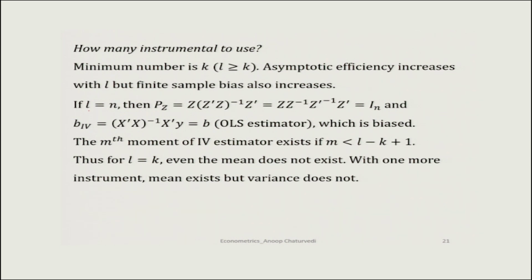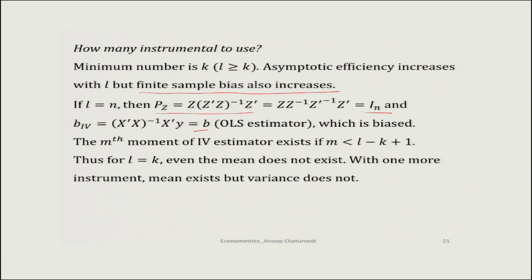Suppose, for example, we take L equal to n. Then what is Pz? Pz equal to z (z transpose z) inverse z transpose. Now, L is equal to n, so z is of order n cross n. So, you can write it as z z inverse z transpose inverse z transpose. This is equal to I n, and in that case b IV is equal to (x transpose x) inverse x transpose y, because Pz becomes the identity matrix. So, b IV is equal to b, the OLS estimator, and this is a biased estimator. This is the extreme case: you have L equal to n, and then b is the biased estimator. So, if we increase the number of instrumental variables, the finite sample bias also increases.